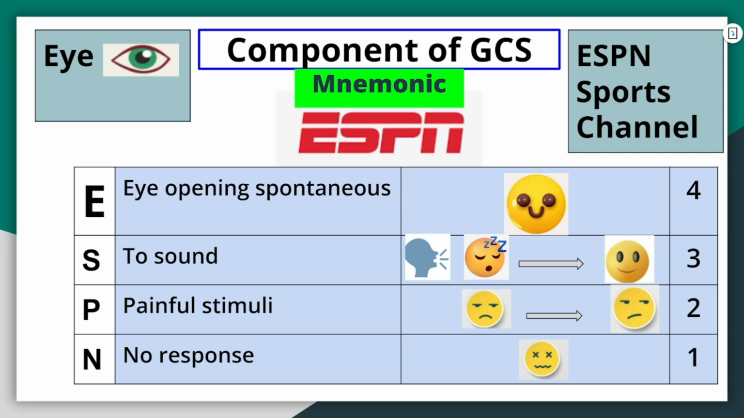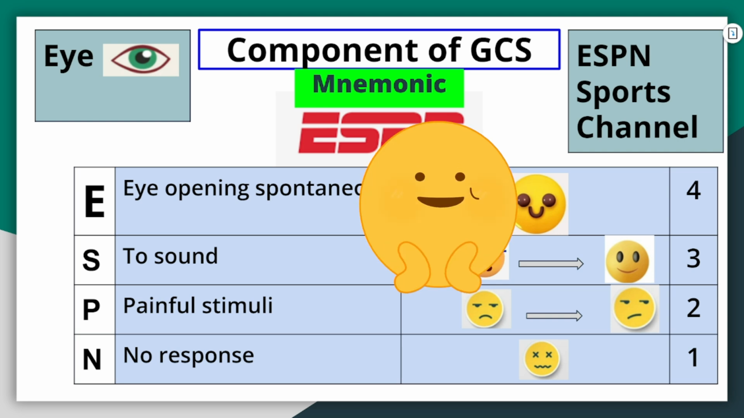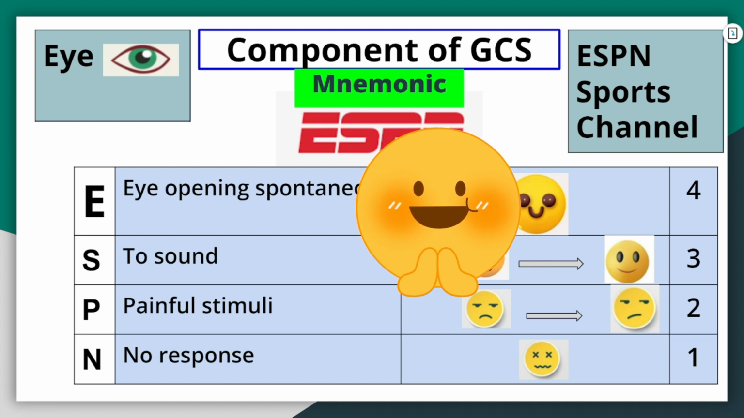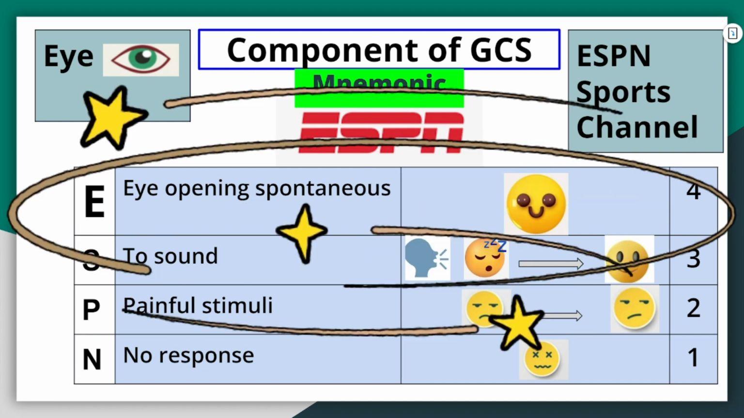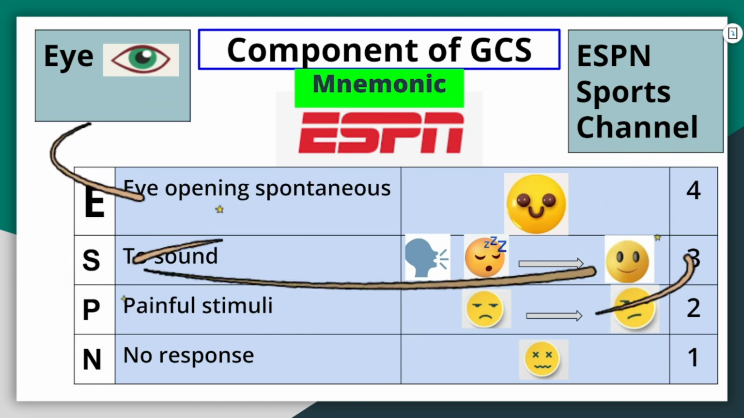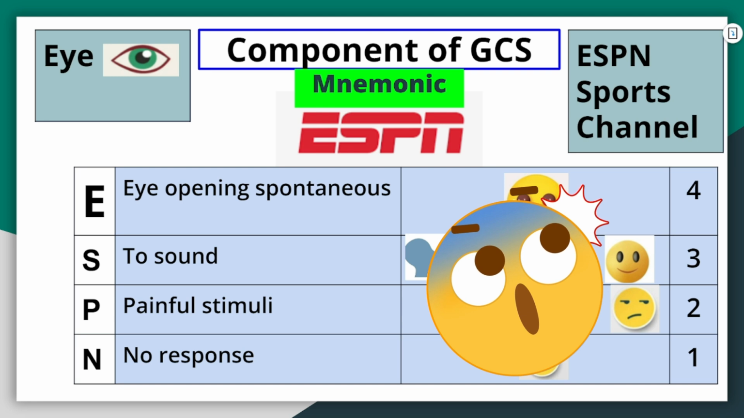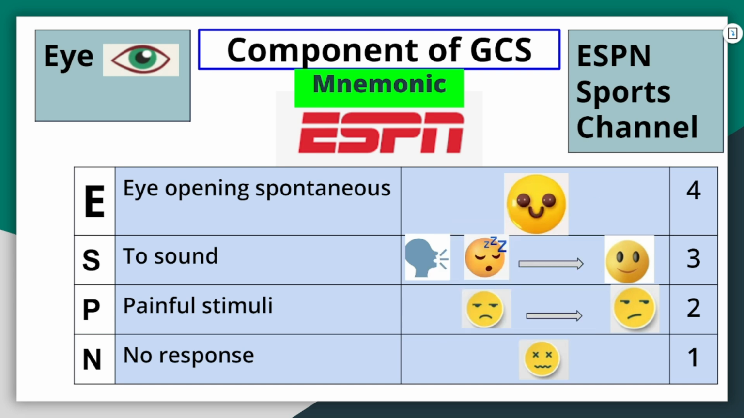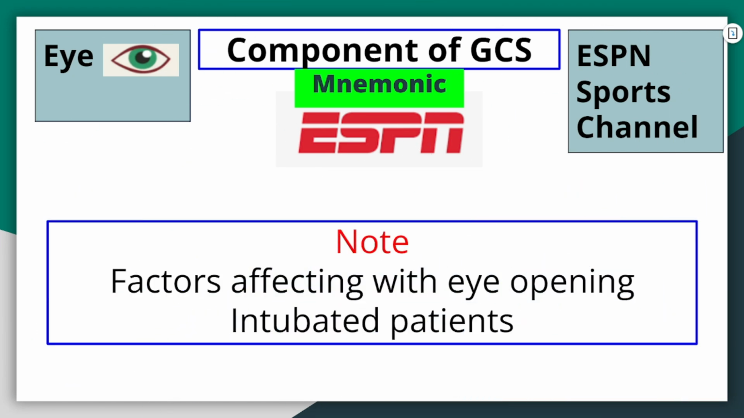E is eye opening spontaneously. If the patient spontaneously opens eyes, then the eye score is 4. S for sound, eye opening to verbal stimuli. If on calling or asking to open eyes, the patient opens eyes, then the eye score is 3. P stands for pain. If the patient opens eyes on painful stimuli, that is on pressing the trapezius or supraorbital notch, then the eye score is 2. If there is no response, then the eye score is 1. A factor affecting eye opening is intubated patients.